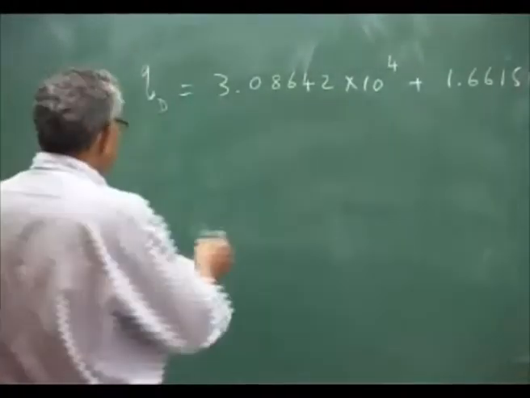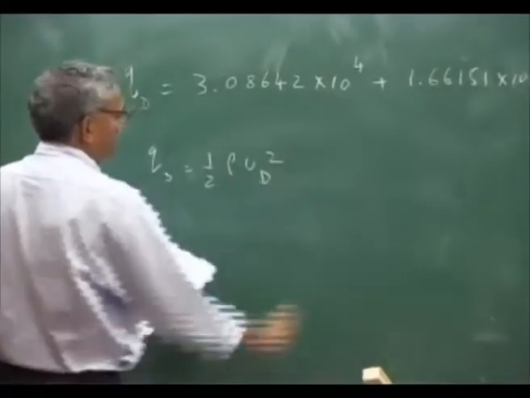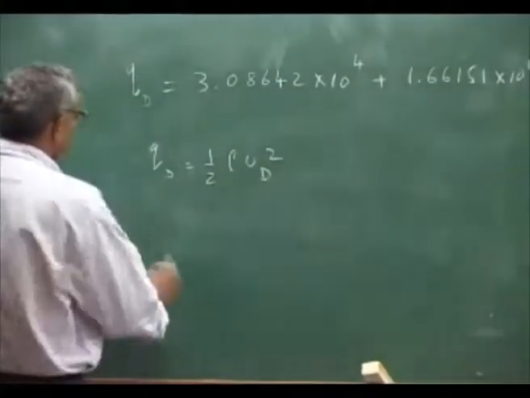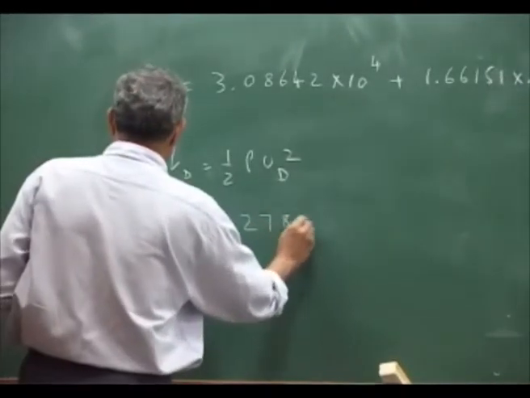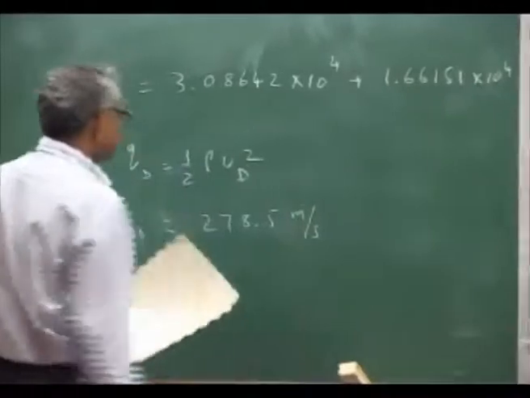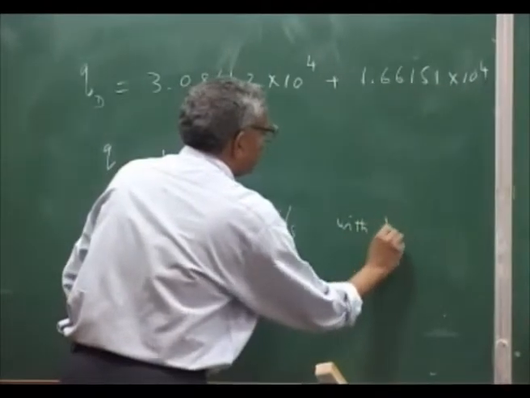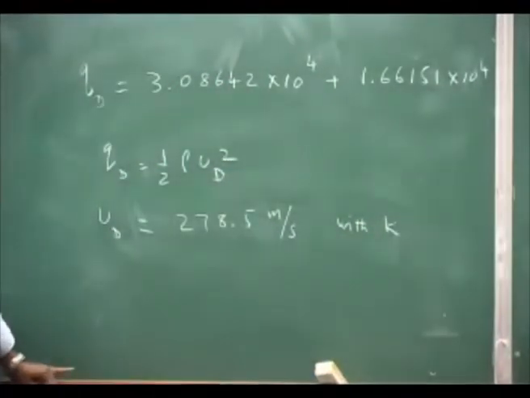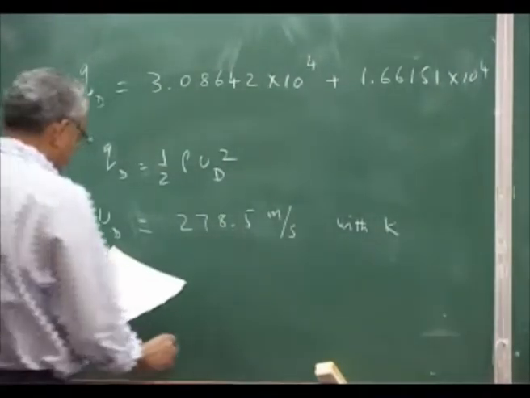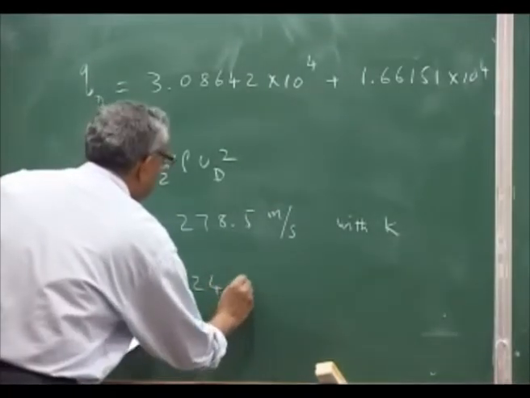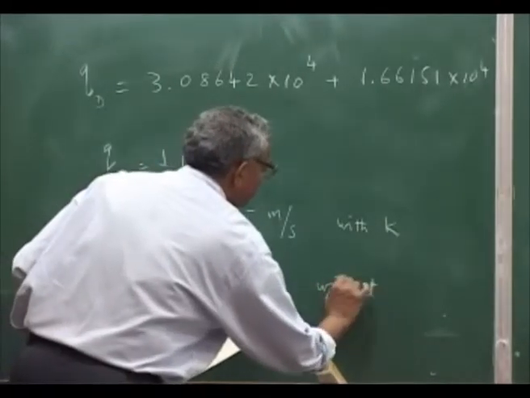Now QD is, you know, half rho UD squared. So substitute the value, and UD becomes essentially 278.5 meter per second with the spring, with K. Whereas without K, UD becomes actually 224.5 meter per second without K.